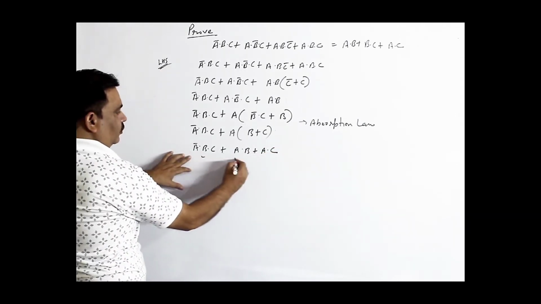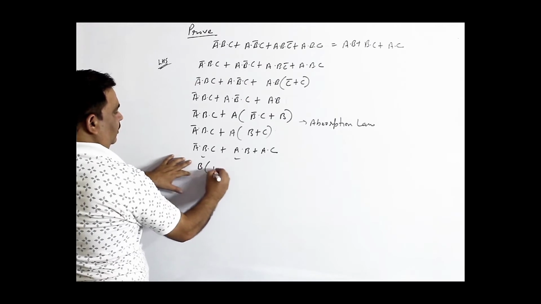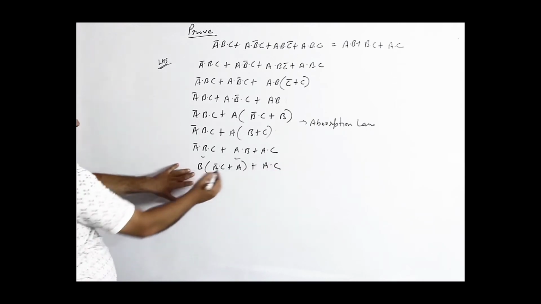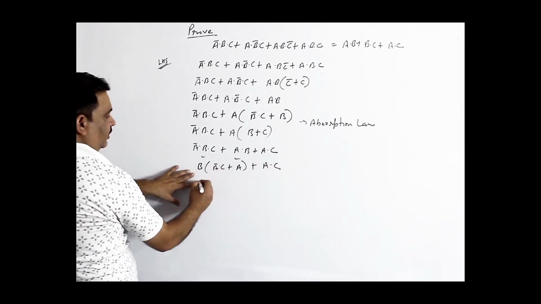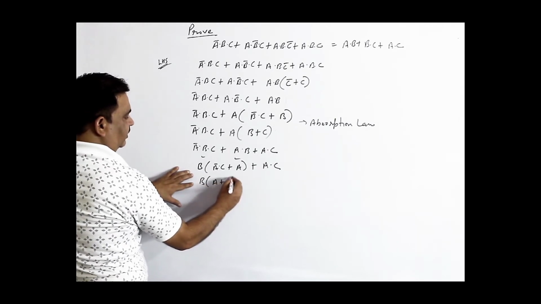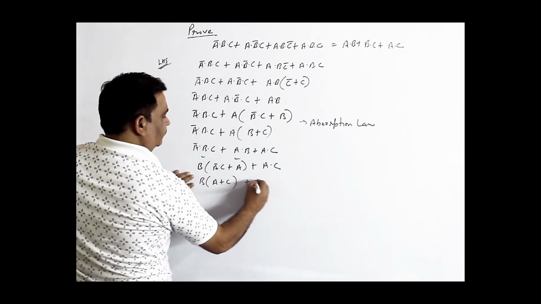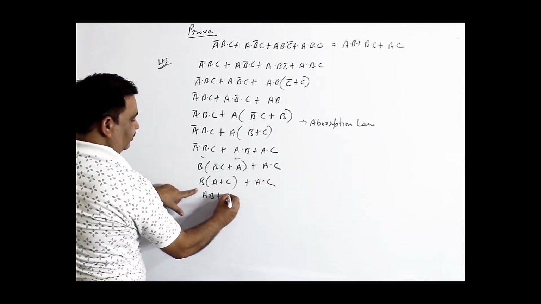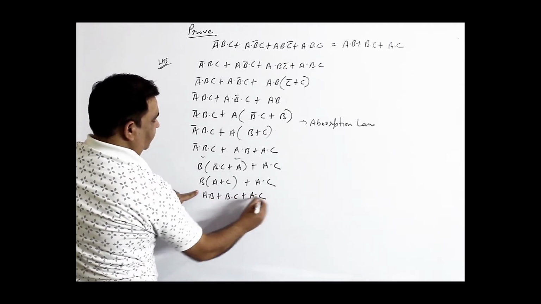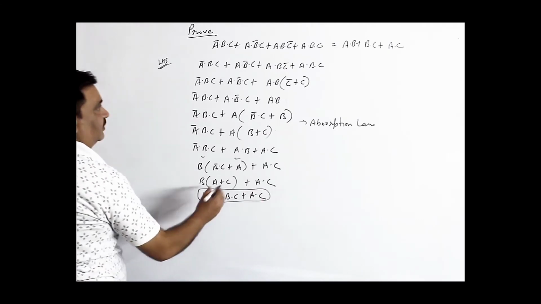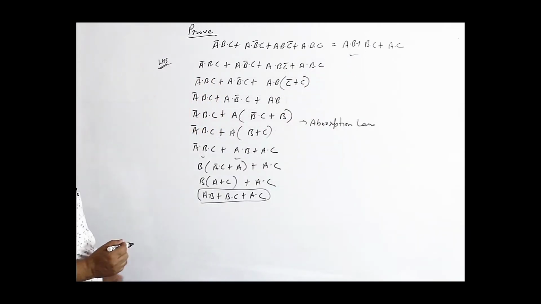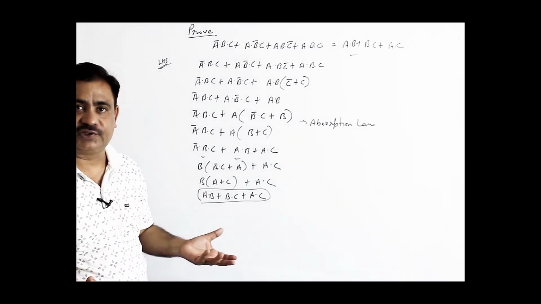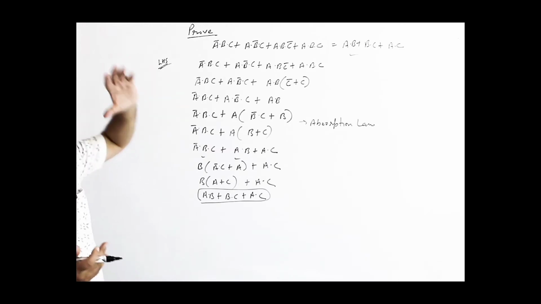Now take common from these two, which is common, B, inside A'·C + A·C will remain same. Again absorption law, A + A'·C should be equivalent to A + C or C + A, you can say. Multiply inside according to distributive law, it will be A·B + B·C + A·C, RHS, hence proved. This way we can solve the expression and we can prove any Boolean expression. This is the first method.